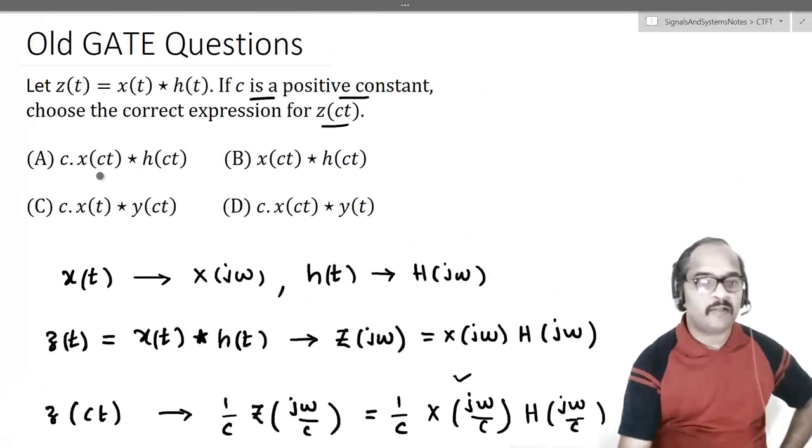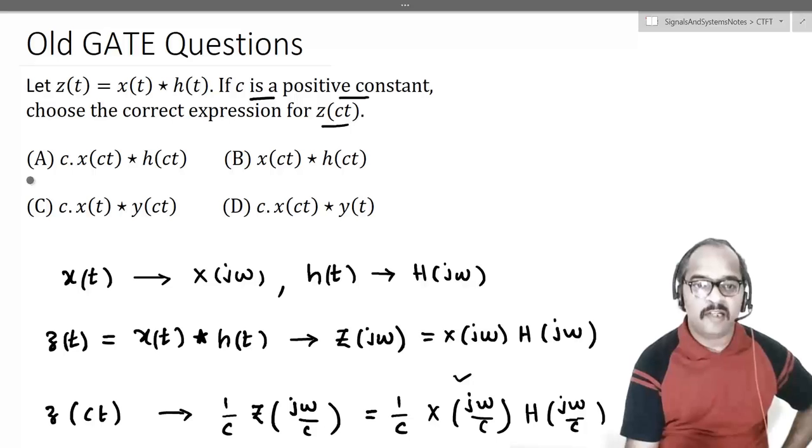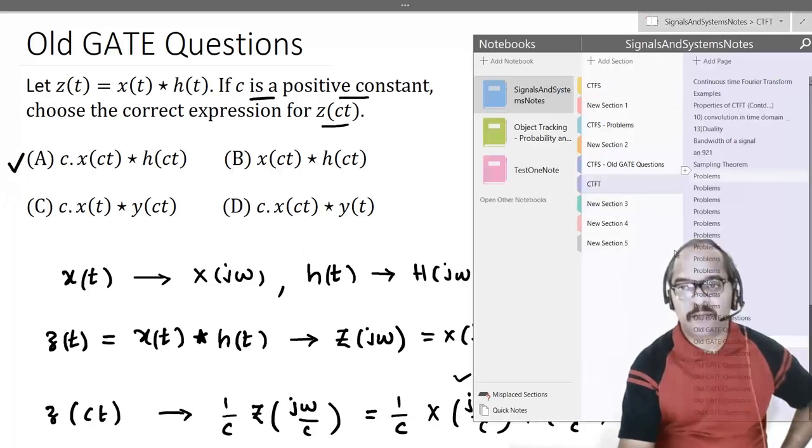So what is the correct choice here? c times x of ct convolved with h of ct. So choice A is the correct answer. Okay, right.